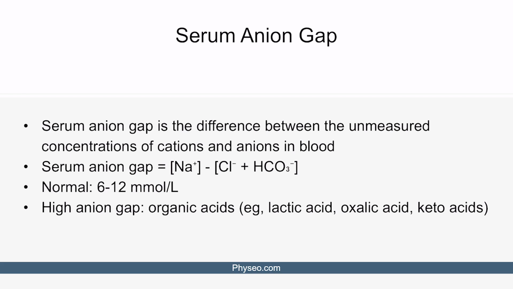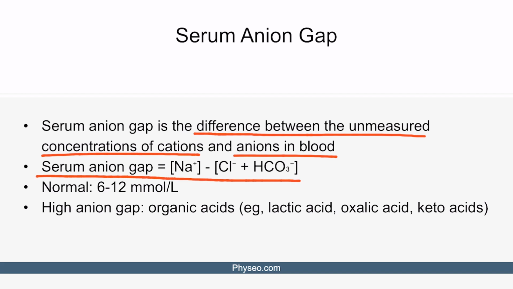Serum anion gap is the difference between the unmeasured concentrations of cations and anions in the blood. It's calculated as serum anion gap equals sodium minus chloride plus bicarb. Although potassium is a cation, it's usually ignored in this formula because the concentration of potassium is very low and doesn't change the value much. The normal serum anion gap is between 6 to 12.